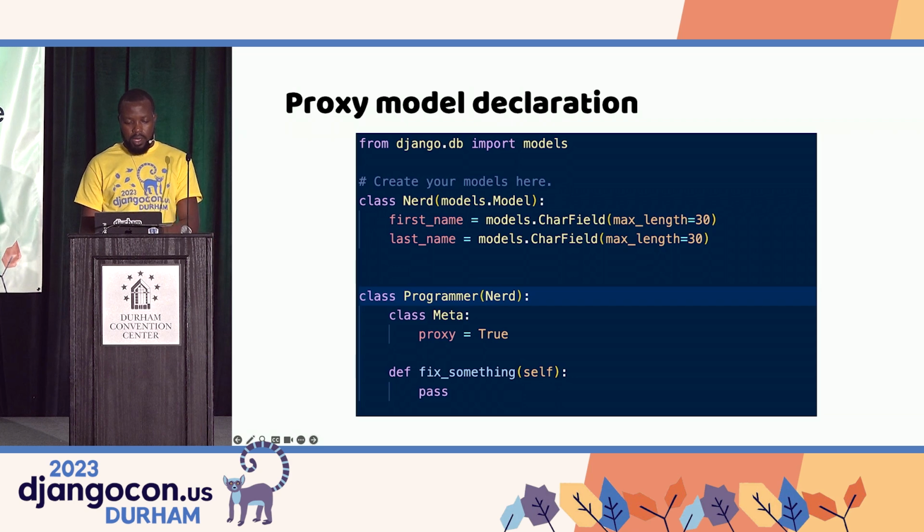So this is the simple declaration that you do for a proxy model. And you see, just like the abstract one, you call it using your meta class. You just set proxy equals to true.